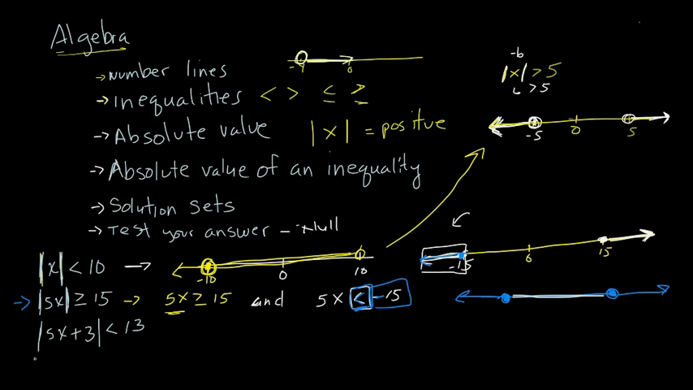So let's take a look at this one. Now we've got even more going on. The absolute value of 5x plus 3 less than 13. So whatever comes out of this left side, if it's less than 13, it makes the inequality true. So if this is 0 and this is 13, anything to the left of 13 would be a true answer to this inequality, the absolute value of 5x plus 3 less than 13.